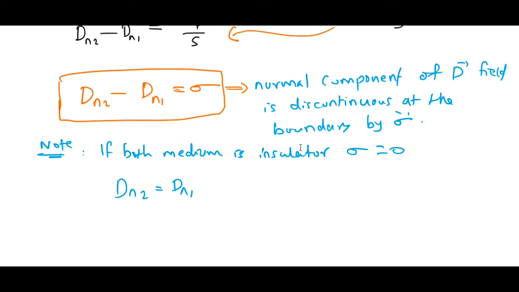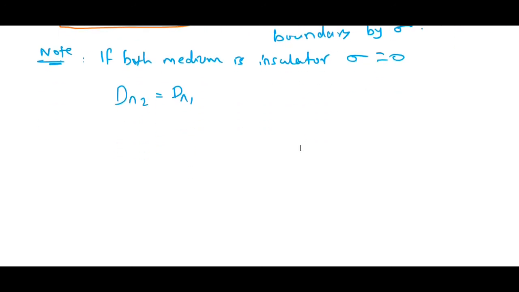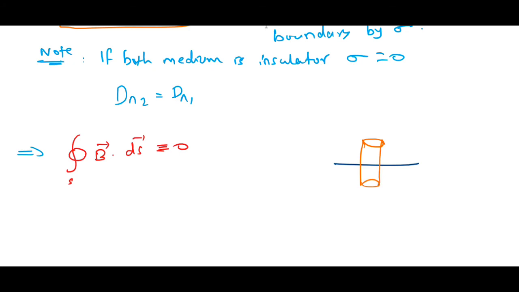Now there is one equation left in the Maxwell equations. That equation is the surface integral of B dot dS is equal to 0. Here the right hand side is 0, therefore straight away we can write the normal component of the magnetic field. If you have any confusion, I will explain on this pill box. At the boundary we consider a pill box. And our magnetic field, this is our B1 and this is B2 in the second medium.